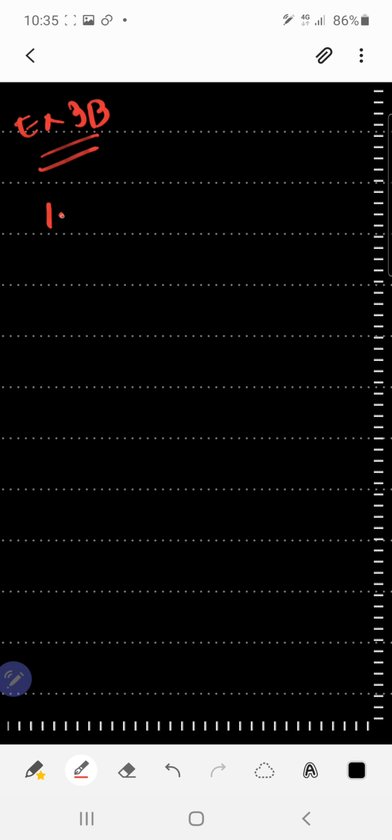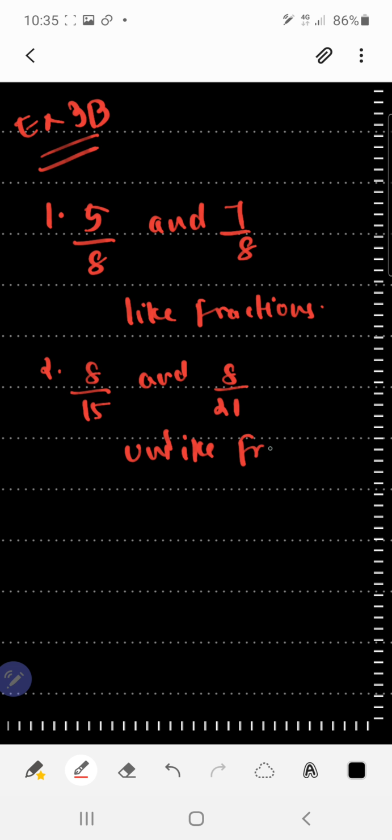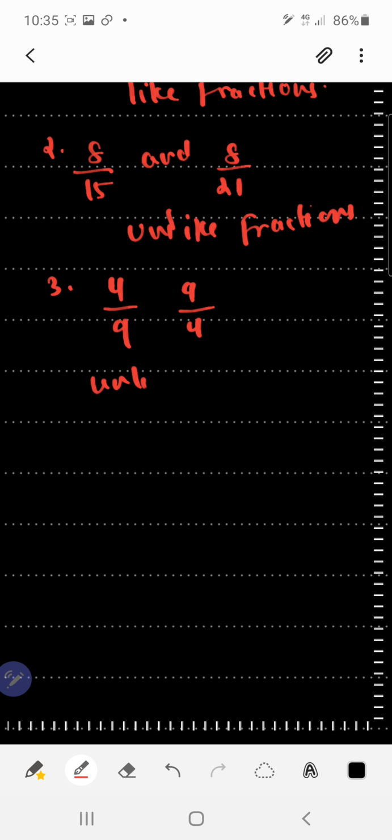From that we have question number 1, which says 5 upon 8 and 7 upon 8. Is it a like fraction or unlike fractions? They are like fractions because they have common denominator. Similarly, you have 8 upon 15 and 8 upon 21. They will be called as unlike fractions. Why? Because they have different denominators. Third, 4 upon 9, 9 upon 4. They will be called as unlike fractions. Why? Because denominator is uncommon.